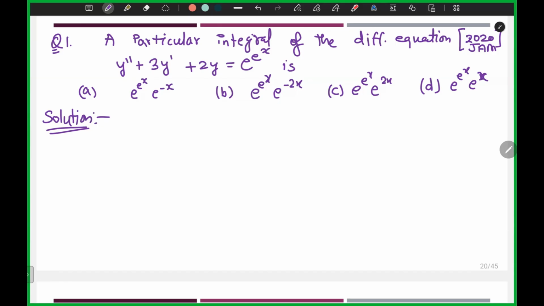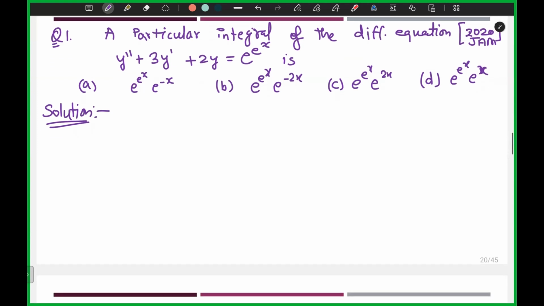Sir, am I audible? Yeah, yeah. Sir, I have not understood the particular integral in the case of cos ax or sin ax when f of a is equal to 0. If it is not equal to 0, then we replace d square by minus a square. If it is equal to 0, then in the case of cos x and sin x, I have not understood.